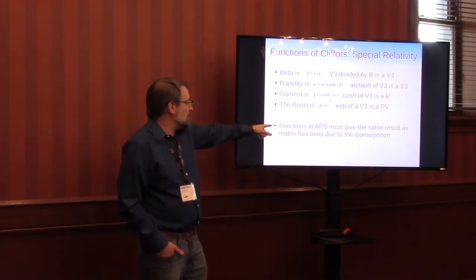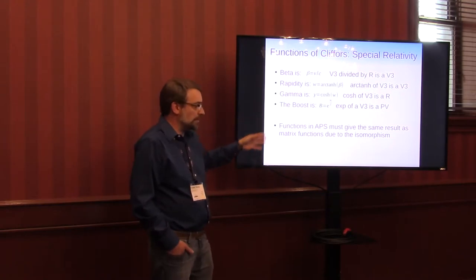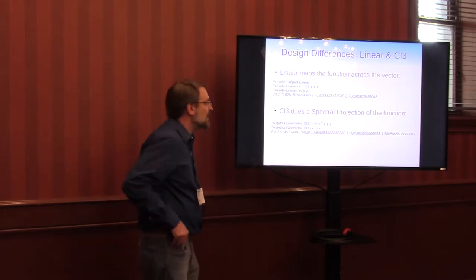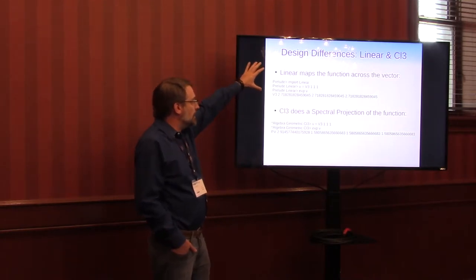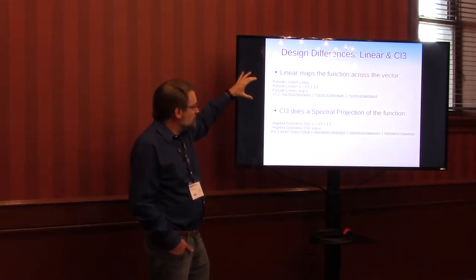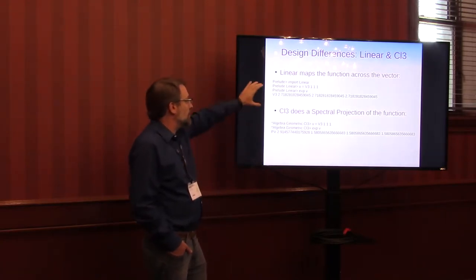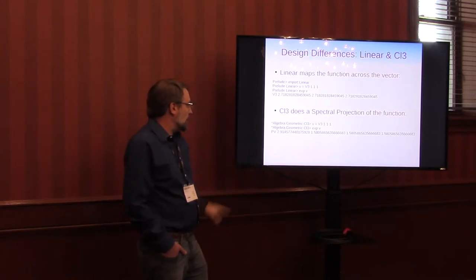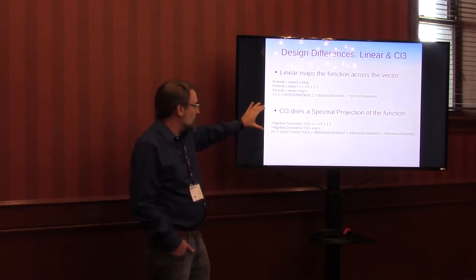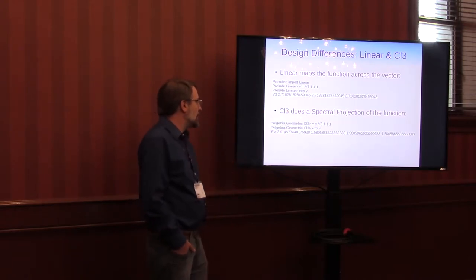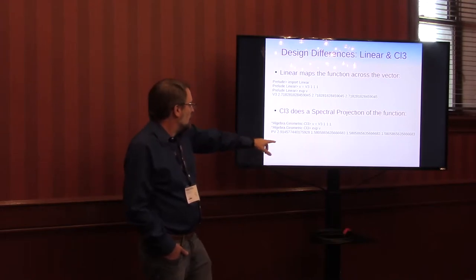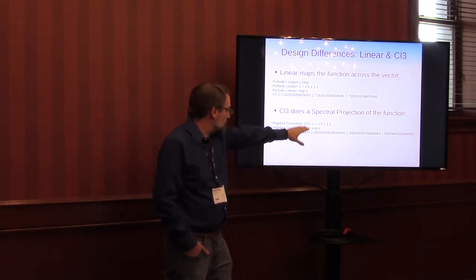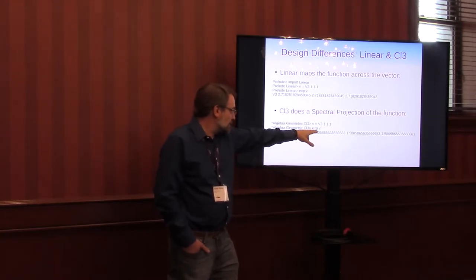So all of these functions that we calculate have to give you the same result as a matrix function because of this isomorphism. A difference between linear and CL3 is that linear views the vector as a data structure, and so it maps the exponential across the data structure. Whereas doing a spectral projection of this function, like you would on a matrix function, actually generates a different answer for the same vector, because in the algebra of physical space, the exponential of a vector is a paravector.